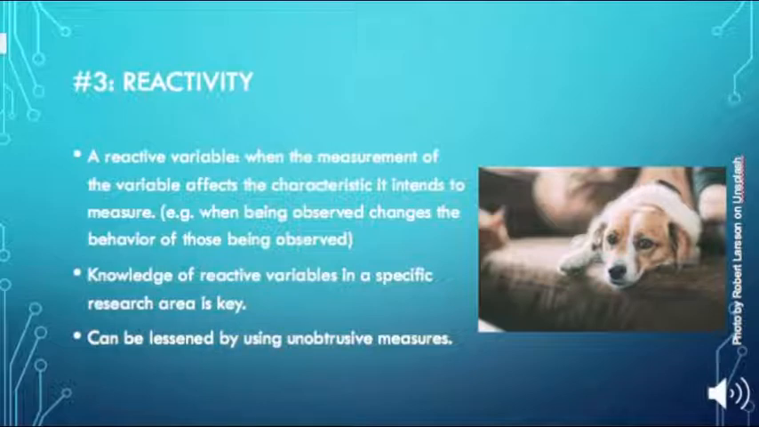After you've considered your research question and the psychometric issues, the third consideration is your reactivity. A reactive variable is a variable that affects the characteristic it intends to measure. For example, if you're trying to figure out how often your dog sleeps on the forbidden couch, and you pull your chair up and just stare at the couch, seeing how often the dog gets up there, I would guess that that dog probably isn't getting up there as often as it usually does. That variable is highly reactive. Knowledge of which variables are reactive is something you gain from study of the literature and experience, and you can decrease reactivity by using unobtrusive measures if a variable is highly reactive.